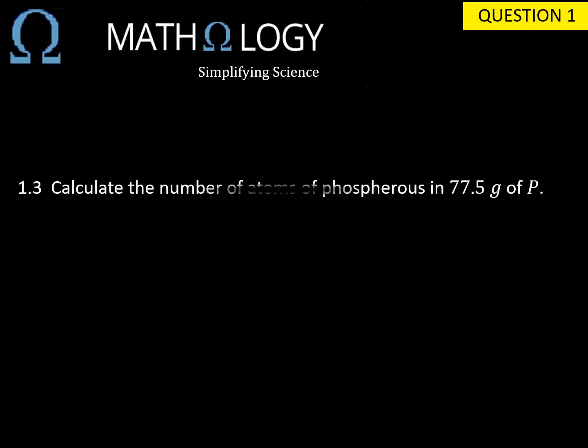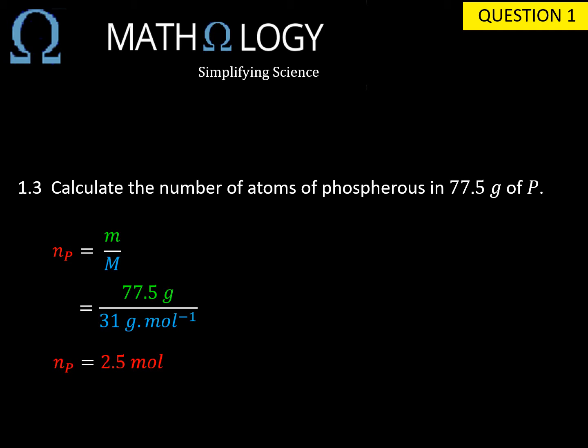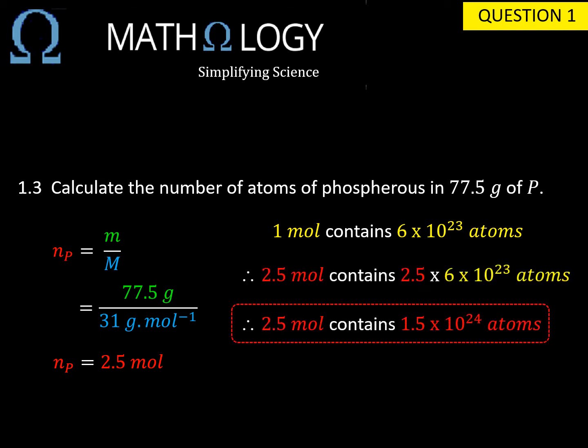Calculate the number of atoms of phosphorus in 77.5 grams of the substance. The molar mass of phosphorus is 31 grams per mole, so there are 2.5 moles of phosphorus in 77.5 grams of it. 1 mole of a substance contains 6 times 10 to the 23 atoms, molecules, or particles. Therefore, there are 1.5 times 10 to the 24 atoms in 2.5 moles of phosphorus.